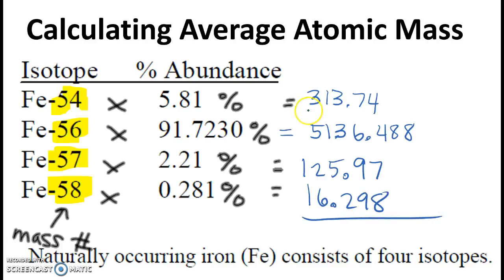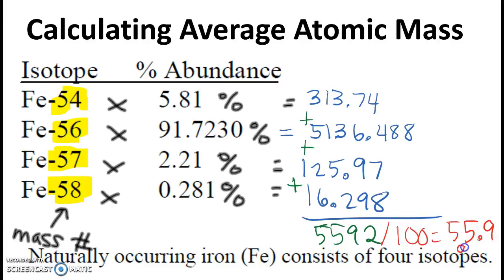And we're going to add all of these numbers together. We get 5,592. And then last step is divide that number by 100. So we get 55.9, and units are AMU, atomic mass units. Remember to check your answer, make sure it's within the acceptable range. So the acceptable range is from 54 to 58, so our answer fits within that range.